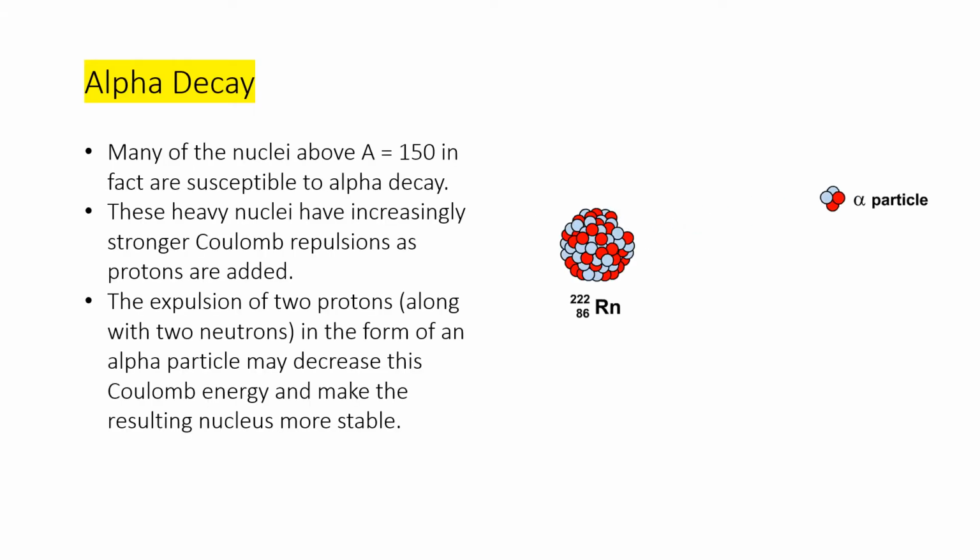Many of the nuclei above A 150, in fact, are susceptible to alpha decay. These heavy nuclei have increasingly stronger Coulomb repulsions as more protons are added. And in order for your unstable nuclei to become more stable, the expulsion of 2 protons along with 2 neutrons in the form of an alpha particle may decrease this Coulomb energy and make the resulting nucleus more stable. And that is what happens inside your alpha decay mode.